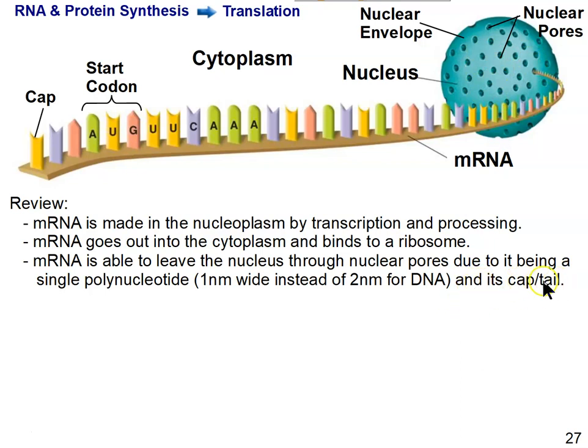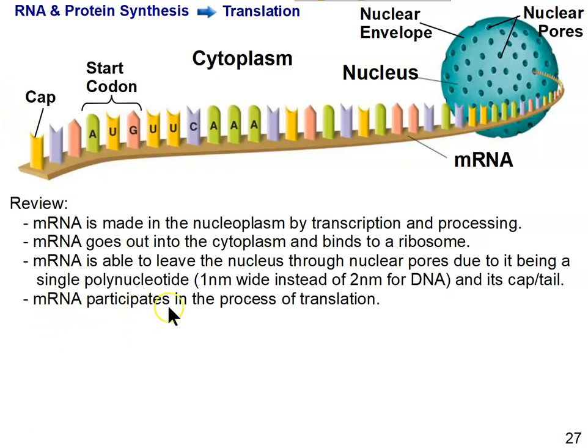And the cap and tail that it receives during processing. There's a cap at the start end, the AUG end, and there's a tail at the other end that we can't see in this diagram. But that also helps it get through the nuclear pores. It's like a gate key, the cap.